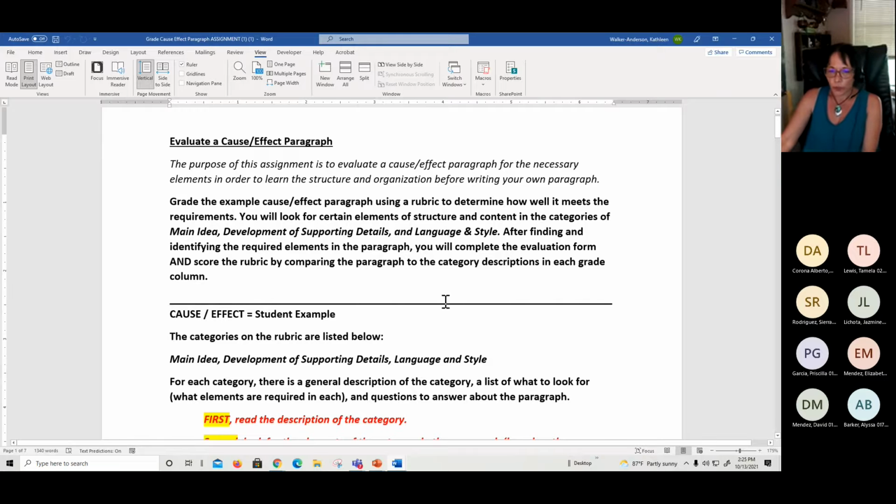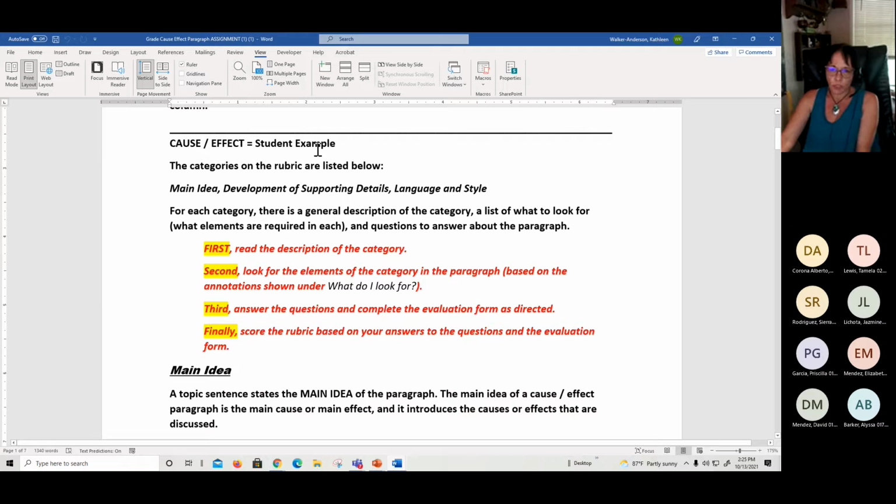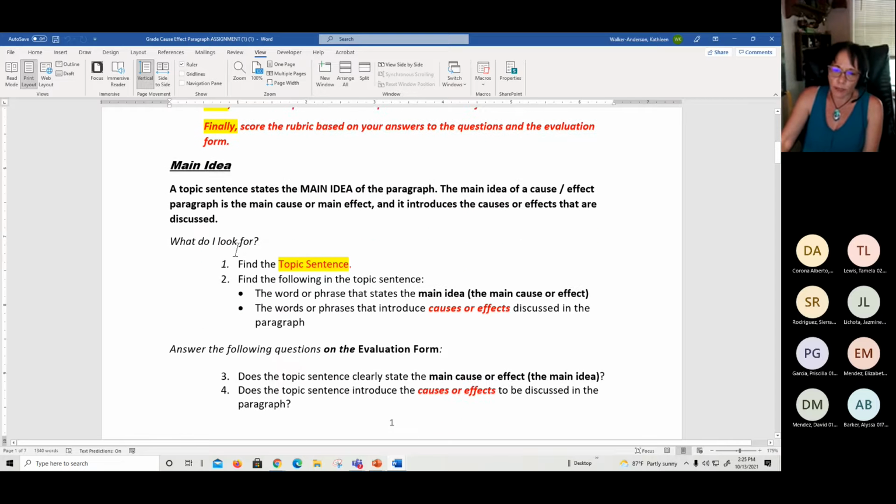And these are the different sections of the rubric. So let's go on down here. Cause and effect, it says equals student example because you're looking at the student example paragraph. You're going to look at these different categories on the rubric: main idea, development of supporting details, language, and style. And this tells you what to do step by step each time. First you read the description of the category, you look for those elements of the category in the paragraph, you answer some questions, you complete an evaluation form, and then you score the rubric for each section. So I'm going to walk through it to show you what you do. It sounds more difficult than it is. It's just kind of detailed, but you're just repeating the same process.